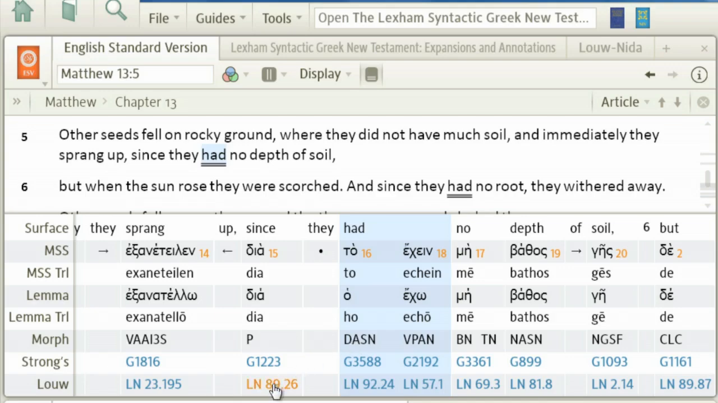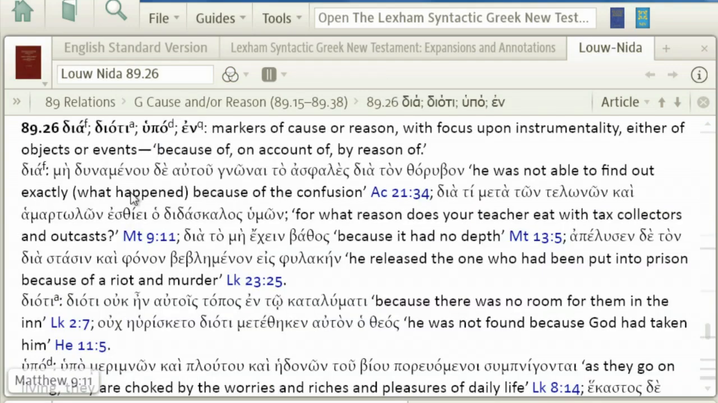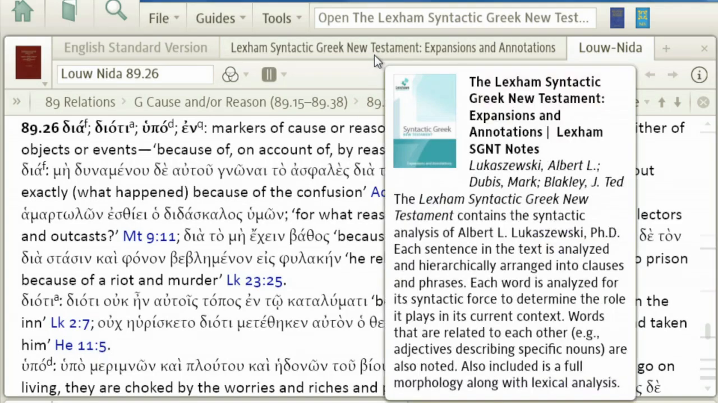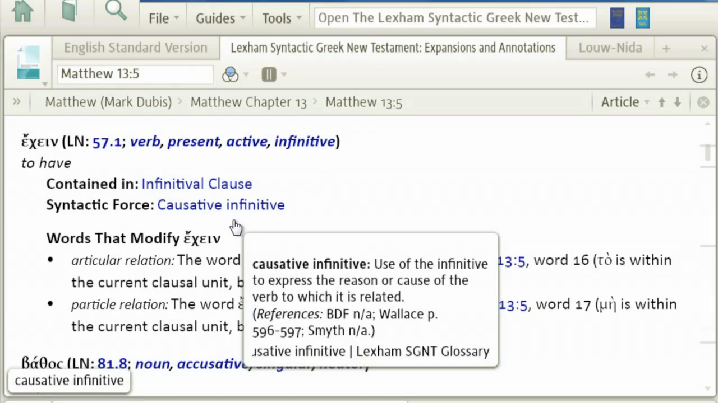And you can see that here, that's attached to this preposition, dia, and dia ti and hupo and en, can all be markers of cause or reason, with the translation because of, on account of, by reason of. But as far as that singular infinitive, we can see that its function here is that of a causative infinitive. So, causative infinitive is synonymous with an infinitive of reason. You read the definition there. Use of the infinitive to express the reason or cause of the verb to which it is related.